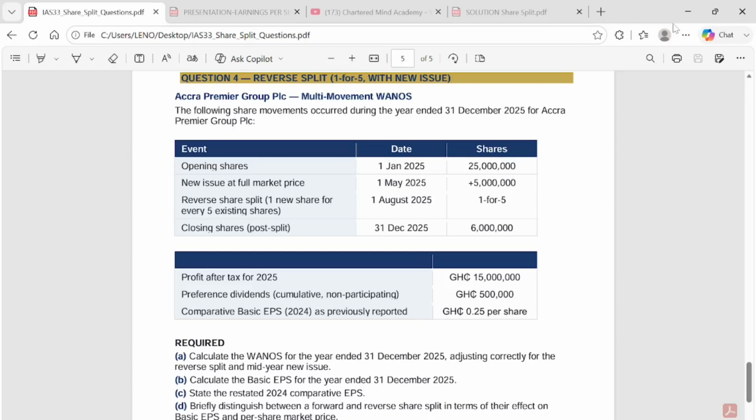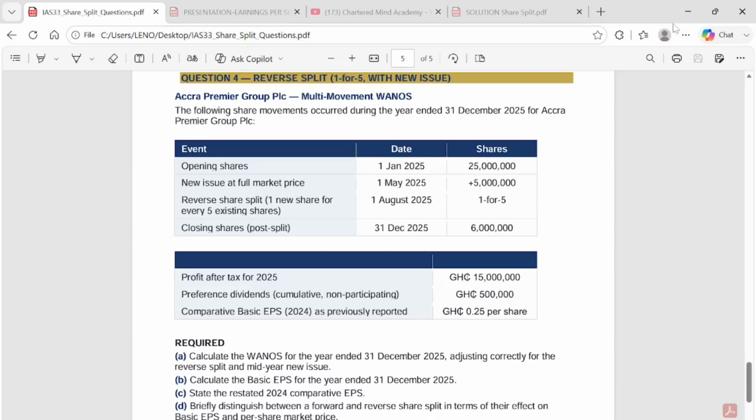Following share movements during the year ended 31st December 2025 for Accra Premier Group Limited. Opening shares on 1st January 2025 was 25 million. New issue at full market price, 5 million. Reverse share split: 1 new share for every 5 existing shares. Closing shares post split is 6 million.